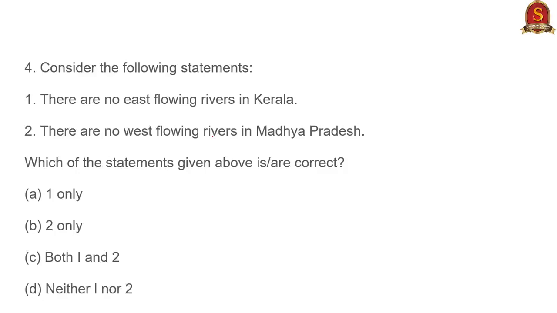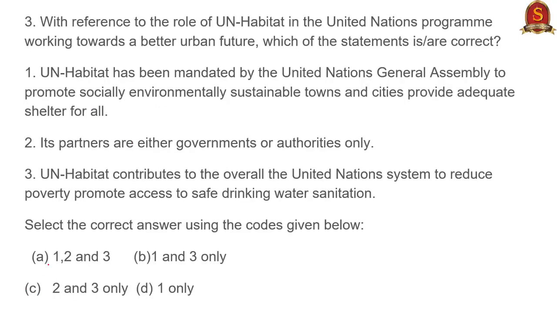Consider the following statements. Again, since we are dealing with the same pattern of questions, you can clearly see it here. There are no east flowing rivers in Kerala. There are no west flowing rivers in Madhya Pradesh. When you talk about river systems in India, you pretty much know the level of rivers which we have. It is innumerable. And when you say that there are absolutely no east flowing rivers, logically, you know it is wrong. The same thing goes for your second statement too. You have the major river being Tapi itself, which flows through Madhya Pradesh. So both statements are wrong because of this, again, complete negation statement. The answer is Delhi. Moving to the next question.